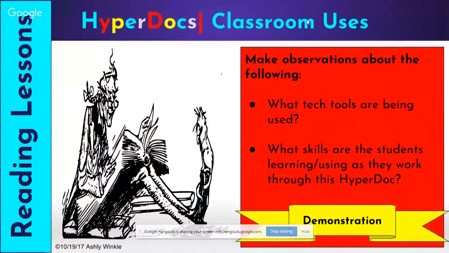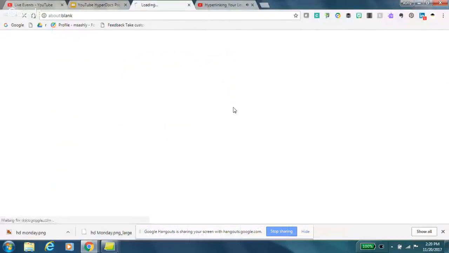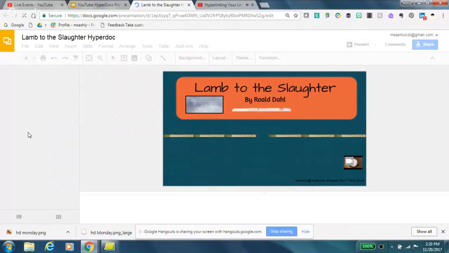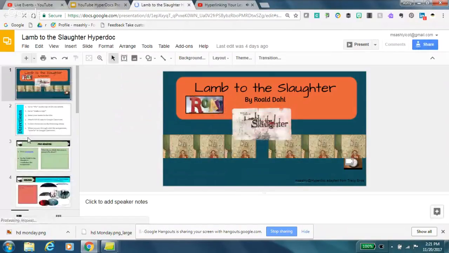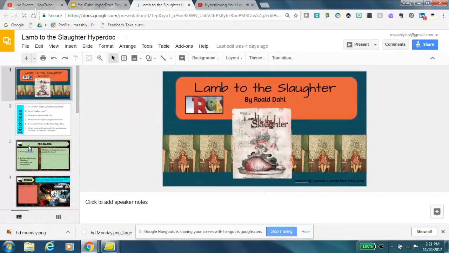As we look at these, you might want to make observations about the following: what tech tools are being used, and what skills the students are learning as they work through the HyperDocs. The first one we're going to look at is a reading assignment, originally done by Tracy Enos, I believe is how you say her name. I hope I didn't ruin her last name too badly. But Tracy makes some really unique, really fun HyperDocs.